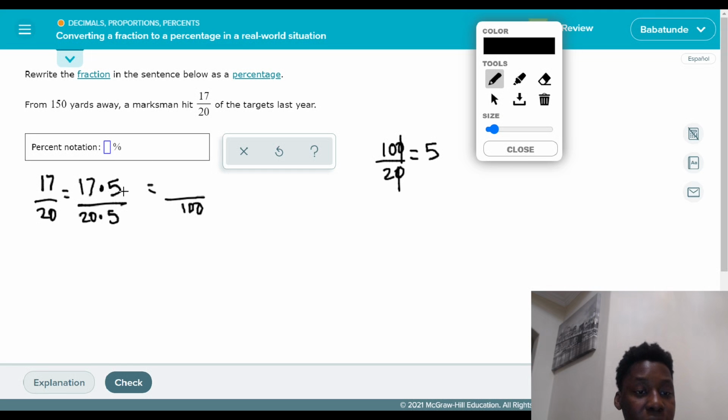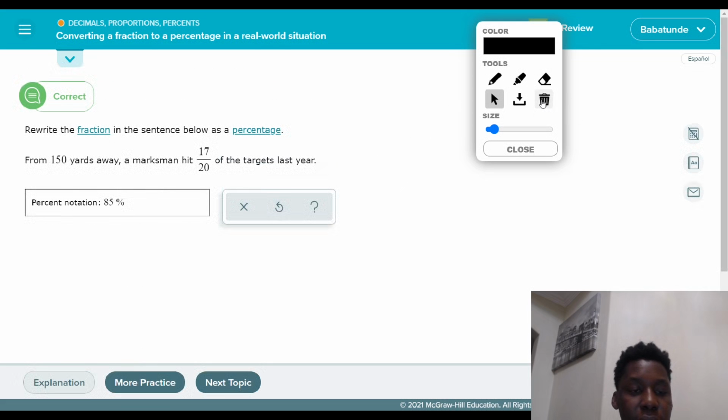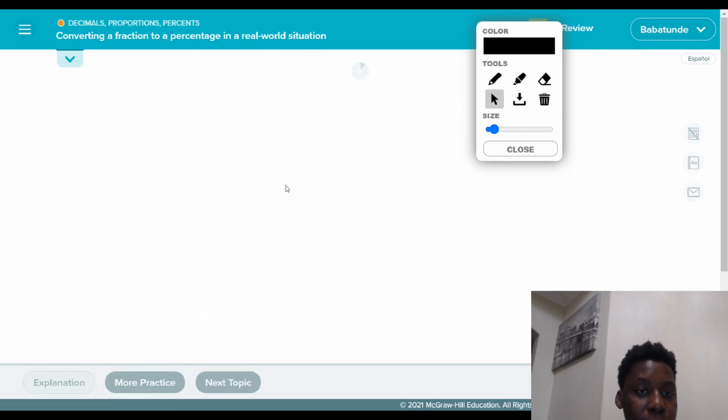So 17 times 5 equals 85, so this is 85 over 100. We know that it's already in percentage form because the bottom part is now 100. So since the bottom is now 100, we can say this equals 85%, which is the sign. So let's put that in real quick. 85%. Check.